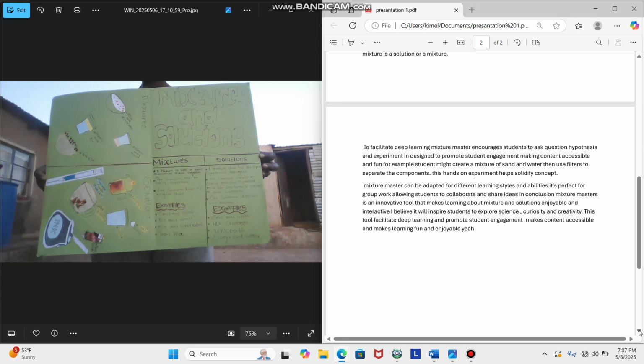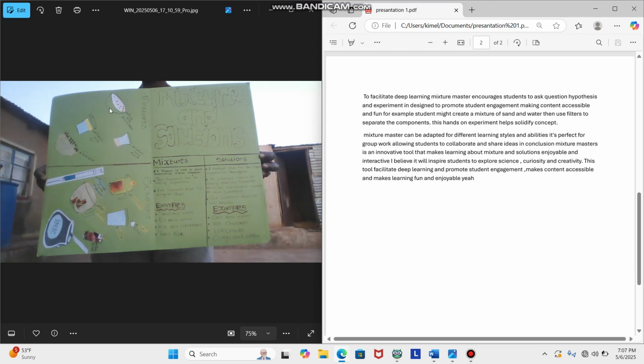So in this board, before you can paste a picture of a solution or a mixture, you have to do an experiment. If you're eating, for example, cornflakes with milk, that is an experiment where you can tell whether this substance or material falls under mixture or solution. So this topic is mostly relatable to our everyday life.